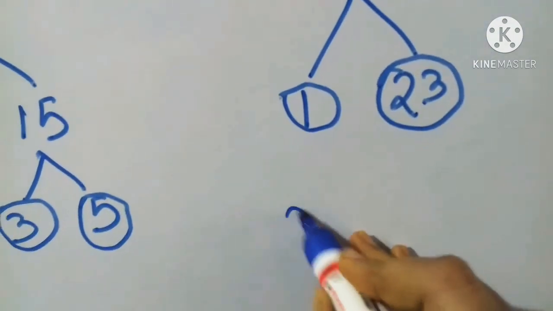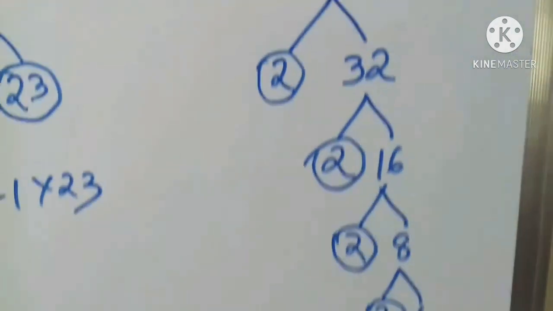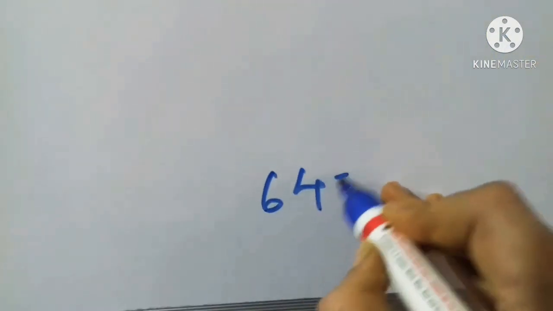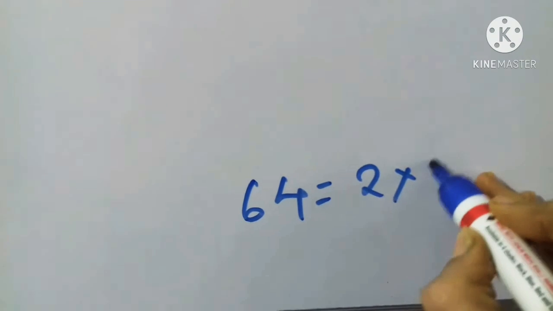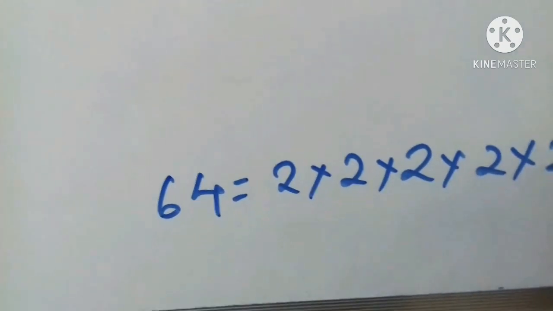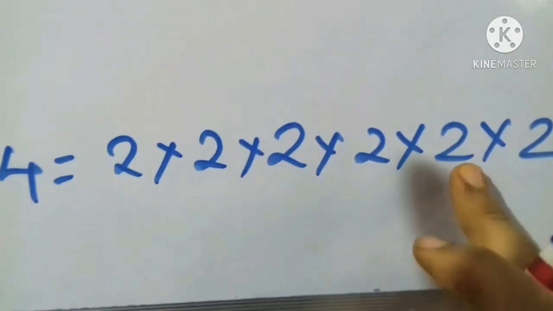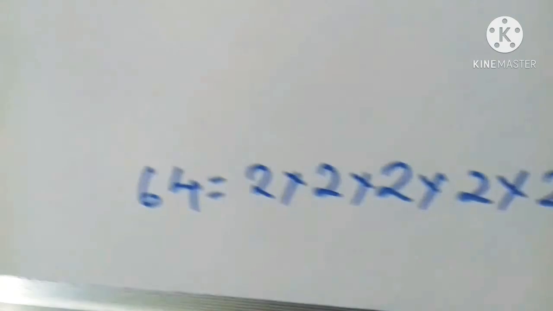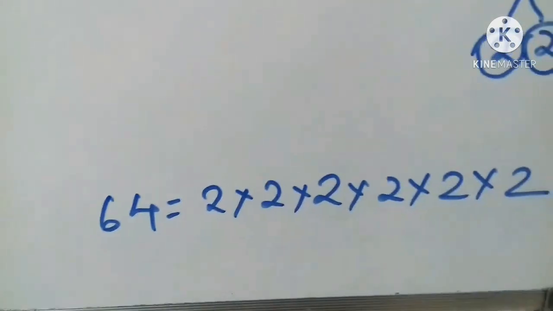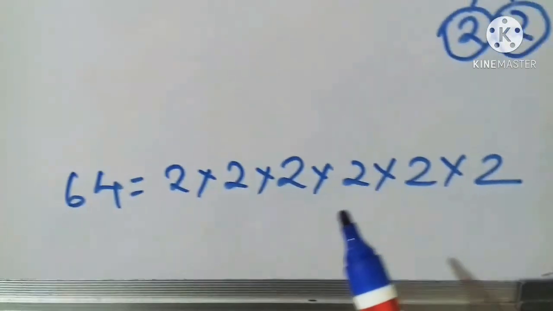For 23 I have to write 1 into 23, and here for 64 I have to write 2 into 2 into 2 into 2 into 2 into 2. 2 2s are 4, 4 2s are 8, 8 2s are 16, 16 2s are 32, 32 2s are 64. So the prime factor of 64 will be 2, and the prime factorization we have to write like this.